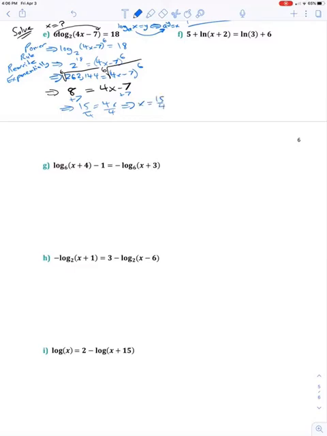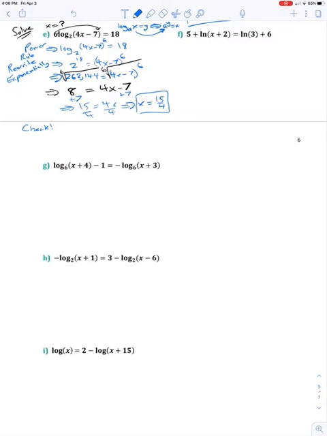Right? And then we could check it. So we could always plug that back in and check. And if you plug it back in, log base 2 of 4 times 15/4. That'll be 15. 15 minus 7 is 8. Log base 2 of 8 is 3. 6 times 3 is 18. So definitely can check that. Sometimes it helps to do a quick check step and check those out. So again, make sure you check your work if you're not sure of your answer.